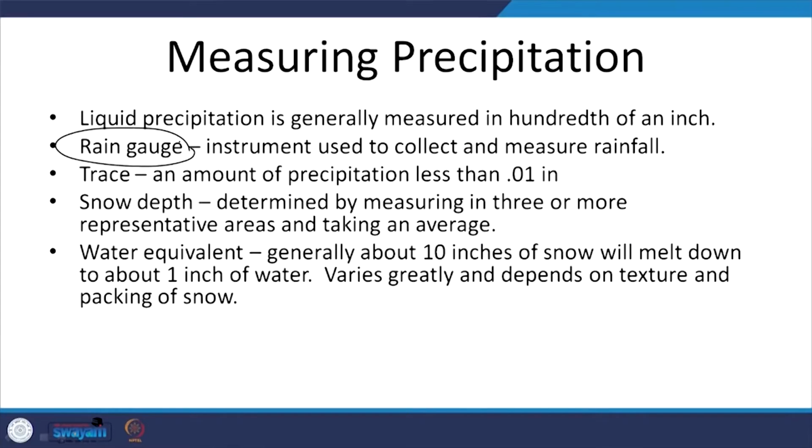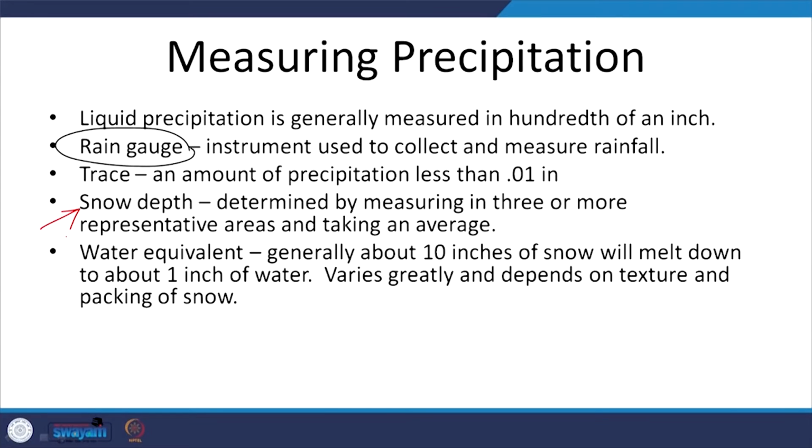A rain gauge is typically the apparatus that you use to measure the amount of rain. This is the instrument used to collect and measure rainfall. It will not be able to tell you how much it has rained per second or per hour. It will tell you how much it has rained over a given period of time, on a typical calibrated surface, right. A trace is an amount of precipitation less than 0.01 inch.